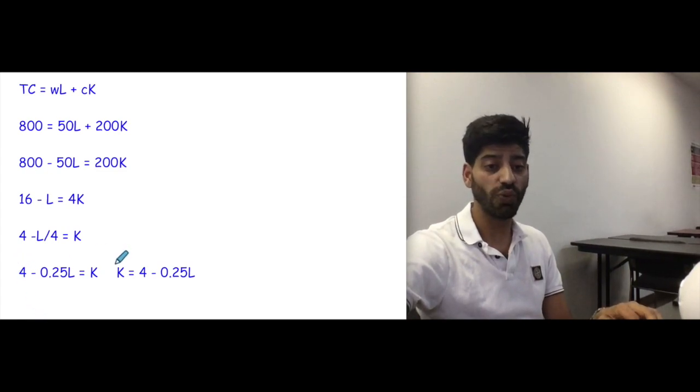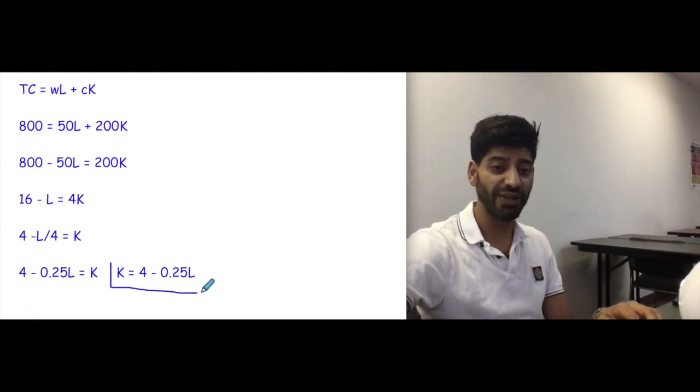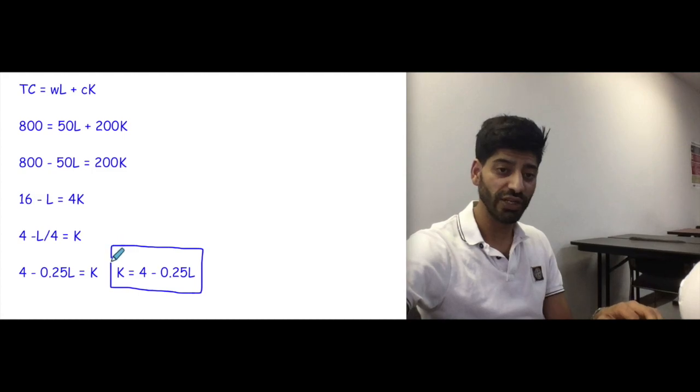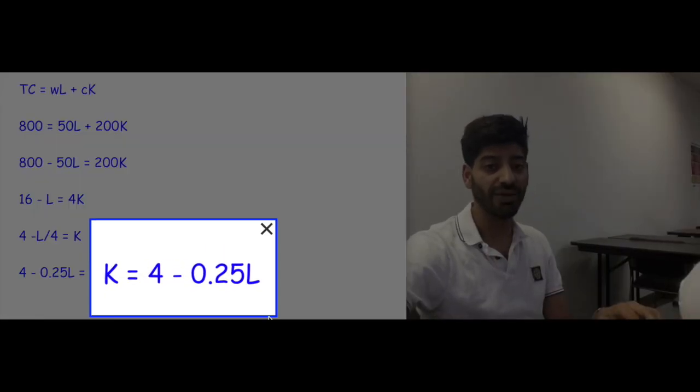That's how we'd find the equation of the ISO expenditure line that is associated with the least cost combination or the optimal output combination. So I hope that helps.